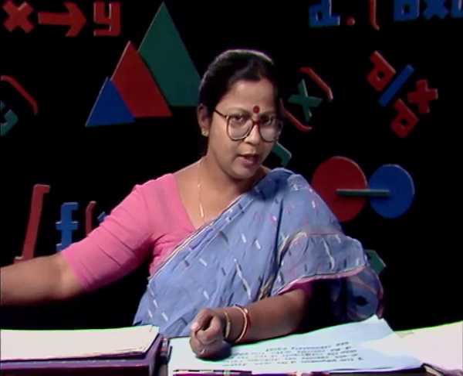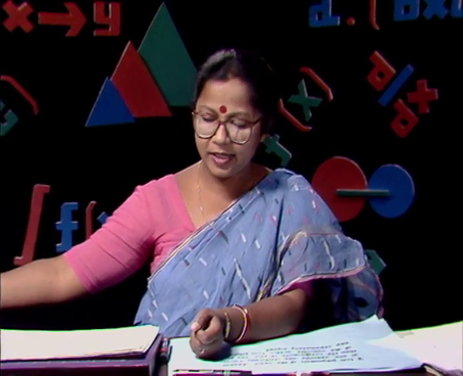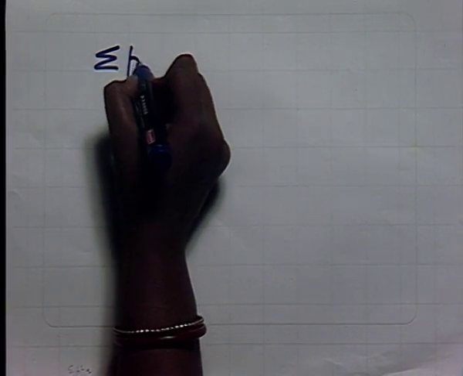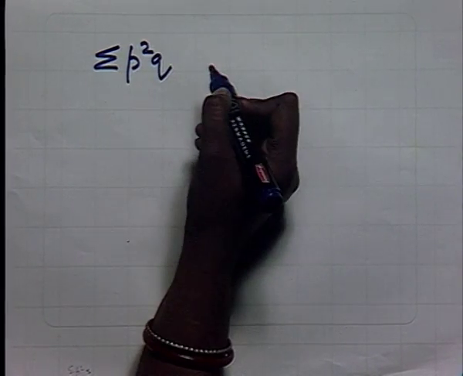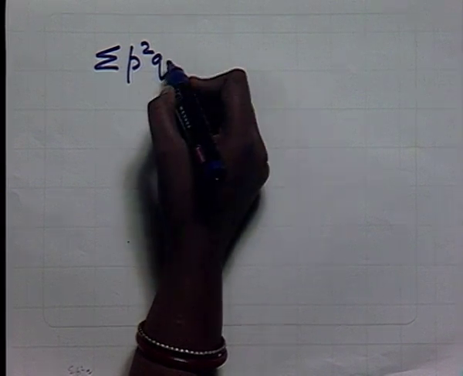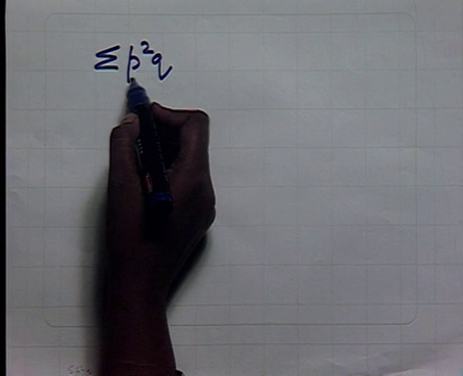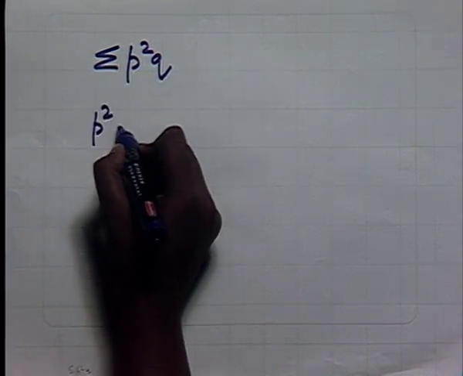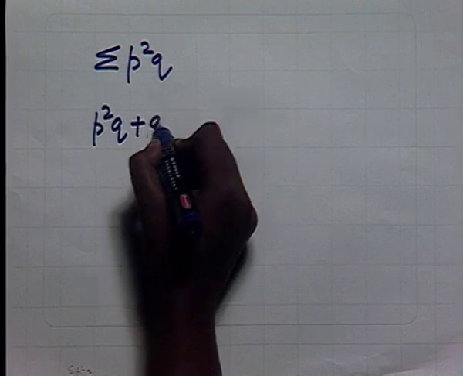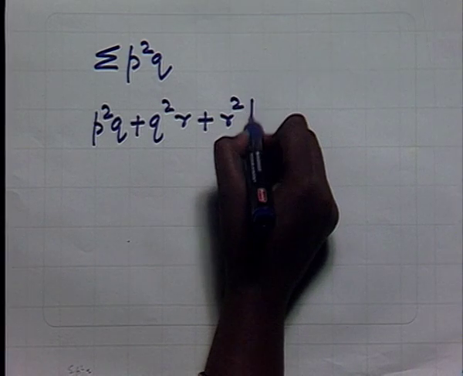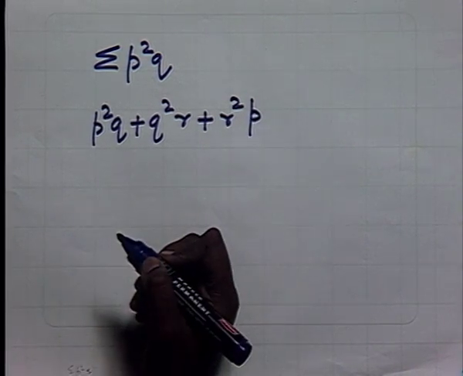Similarly, can you tell what would be the full expression of sigma P square Q in PQR? Yes, the full expression represented by this term is P square Q plus Q square R plus R square P.